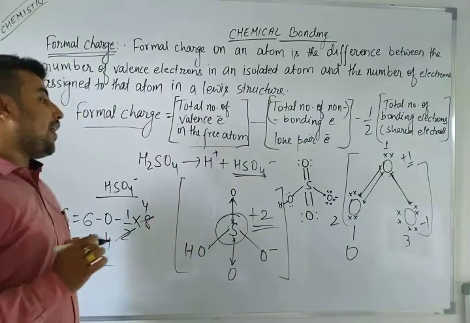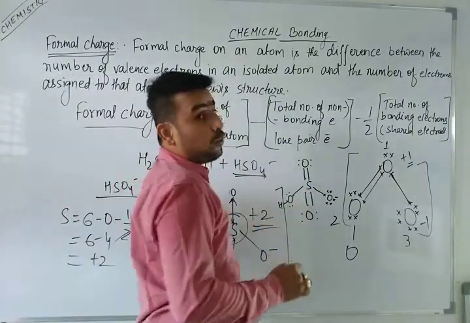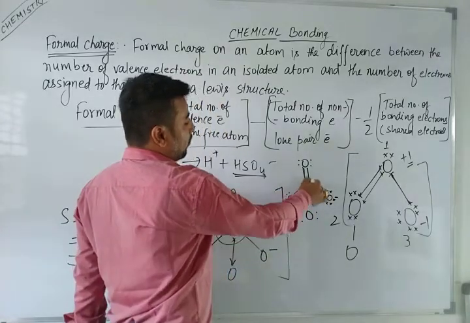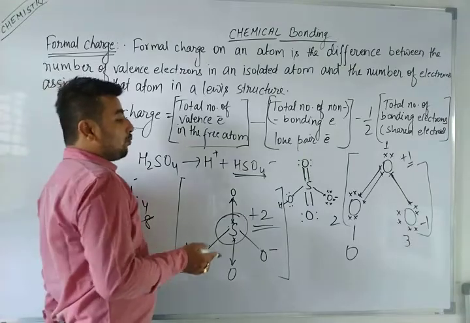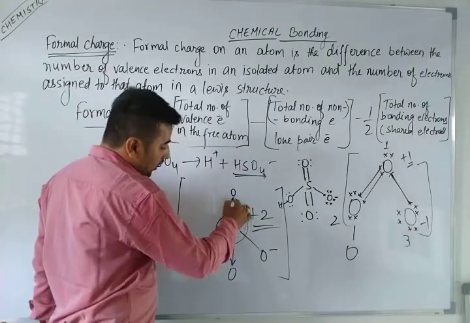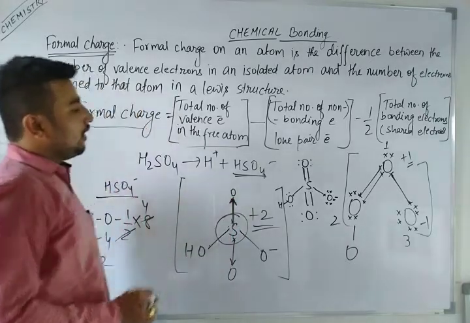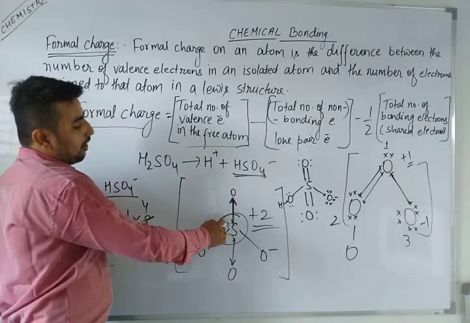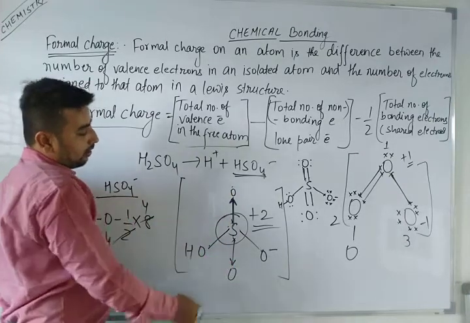Now I have to tell you, this is the structure. Why can't we show two double bonds here? Because if I show the double bond, then there will be more than 8 electrons in its outermost orbit. So that's why I am showing the arrow symbol. As I show the arrow, it means the sulfur has shared both electrons with this oxygen. Same here also, same here.